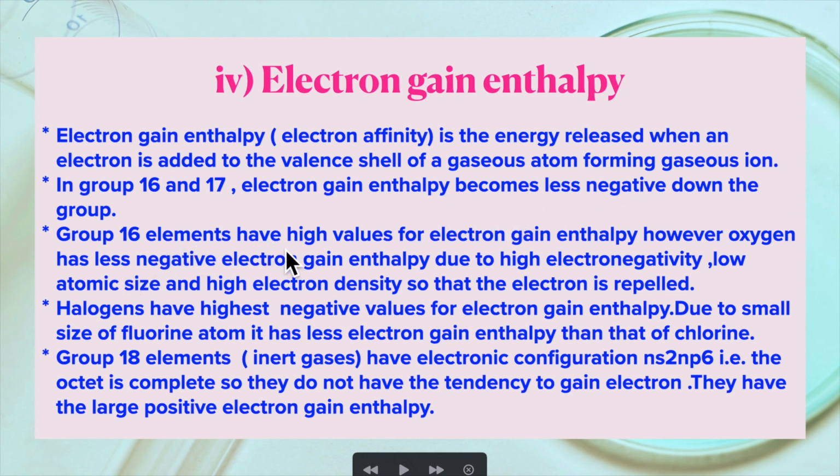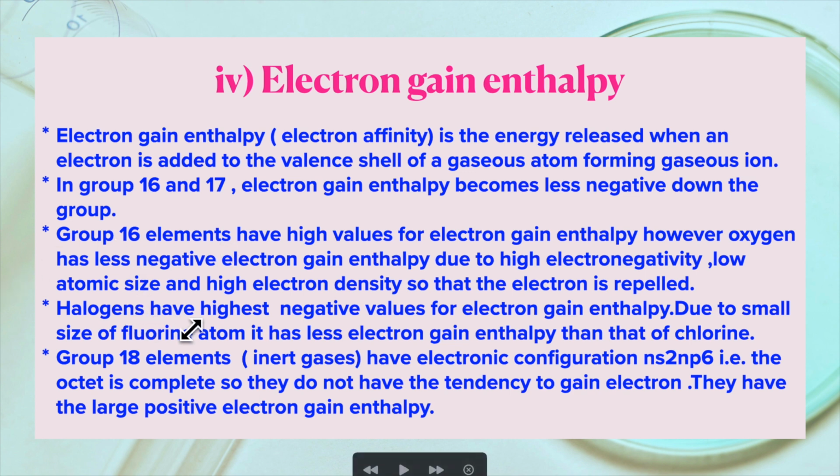Group 16 elements have high values for electron gain enthalpy. However, oxygen has a less negative electron gain enthalpy due to high electronegativity, low atomic size and high electron density, so that the electron is repelled. Remember that if the electron is repelled, then it has less electron gain enthalpy. So remember, group 16 elements have high values for electron gain enthalpy. However, oxygen has less negative electron gain enthalpy due to its high electronegativity.